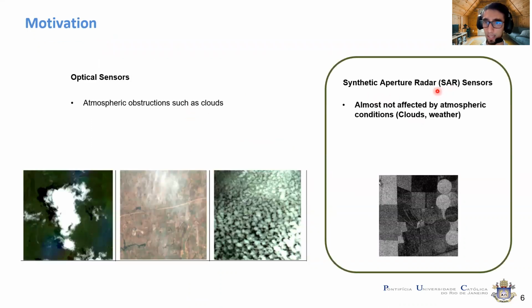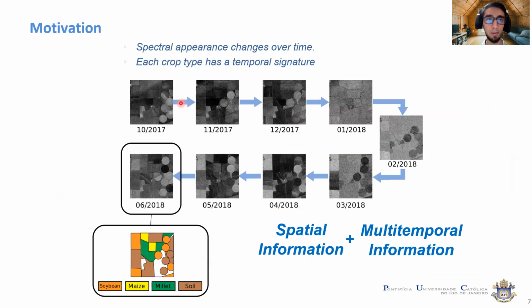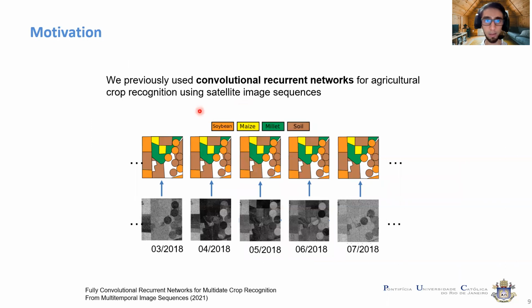And we use synthetic aperture radar sensors because they are almost not affected by atmospheric conditions. We consider the spatial context, but also we consider the multi-temporal context because it's very important. Each crop type has a particular temporal signature that helps us classify it. In a previous work, we used convolutional recurrent networks for classification of agricultural crop types.